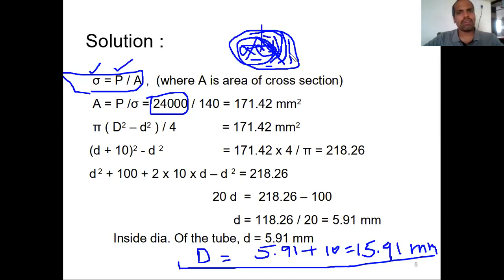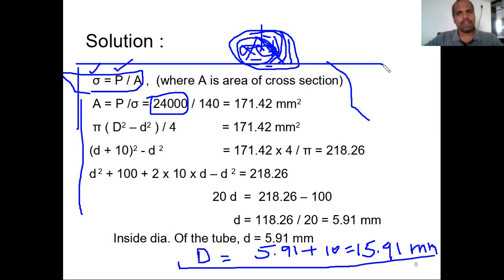So just think about what we need, use that, and solve the problem. Very simple. It is just a simple fundamental. In the first class of our stress and strain chapter, P by A is the formula we used. We don't need any other. We did not use anything else.